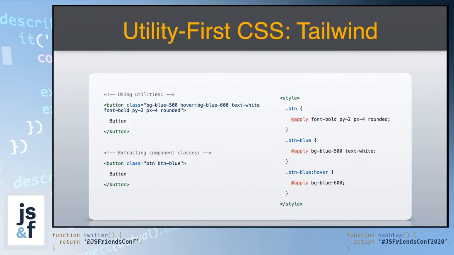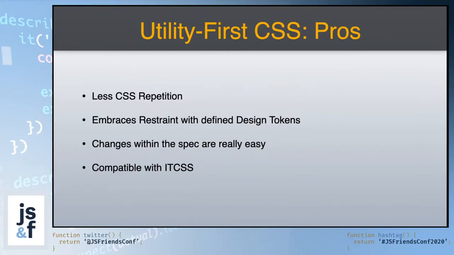It also has this, specifically Tailwind has this apply functionality. Tailwind being probably the most recognizable utility CSS framework, it really allows you to create these component classes by just combining a set of utilities. So this definitely has some pros. It is less CSS repetition. It embraces the restraints with the defined design tokens. Changes that fall within the design specification are really easy to make. And I think it's a pro that I consider it compatible with ITCSS.